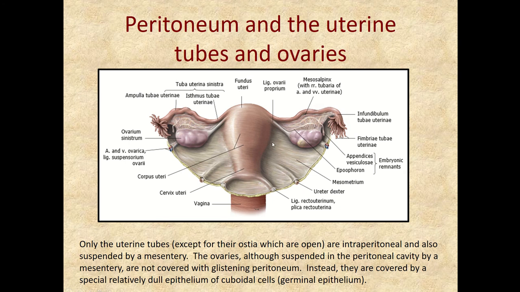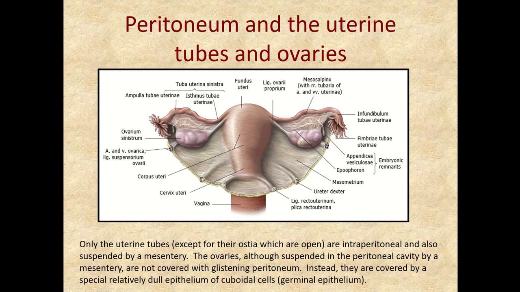And here you can see that the neurovascular structures reach the uterus and the ovaries through this two-layer of peritoneum, which they call a mesentery. But this has a special name, and this is called the broad ligament. The broad ligament is a mesentery because it's two layers of peritoneum, but it has a special name due to its function and where it's located.